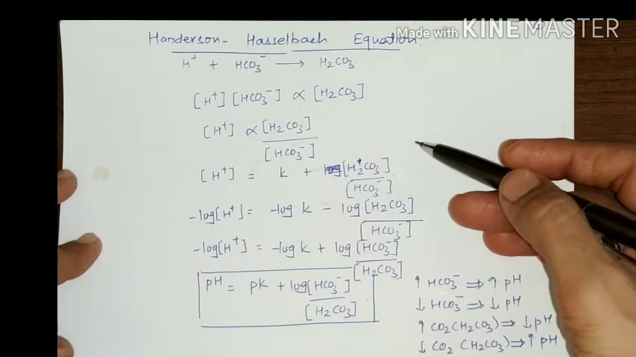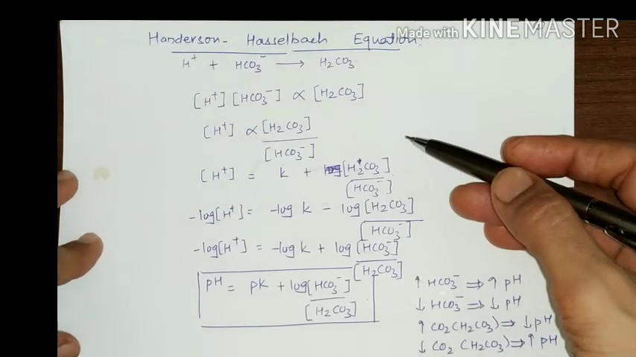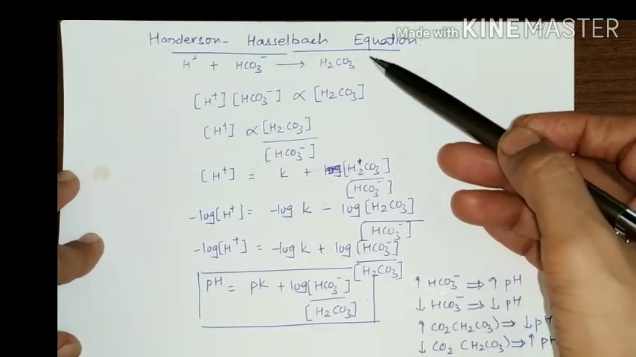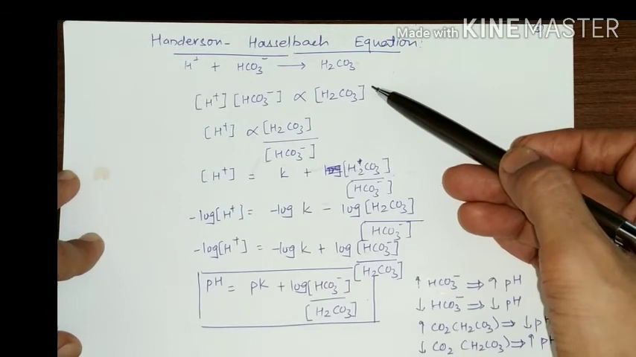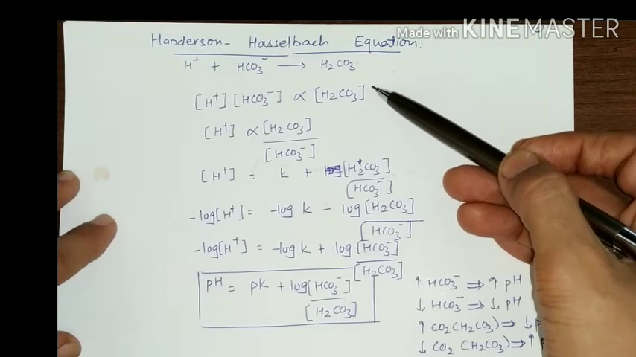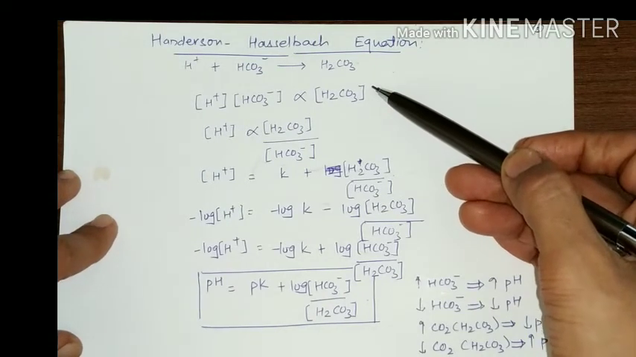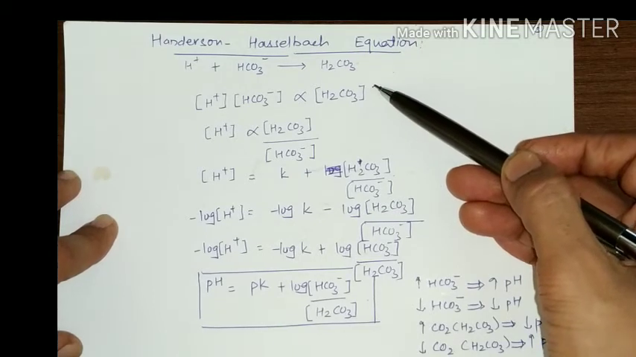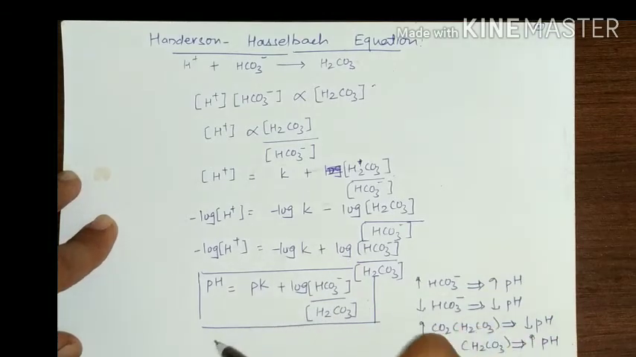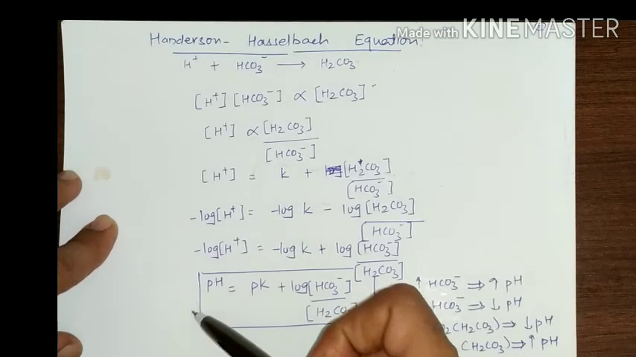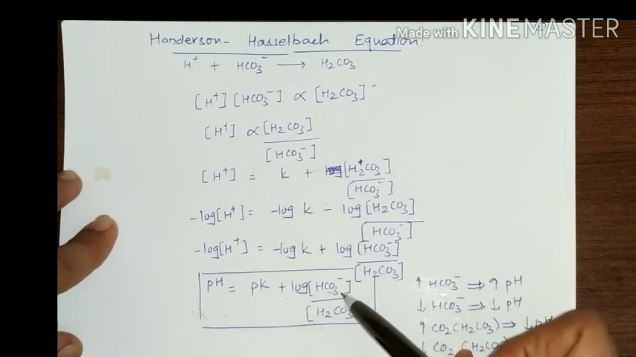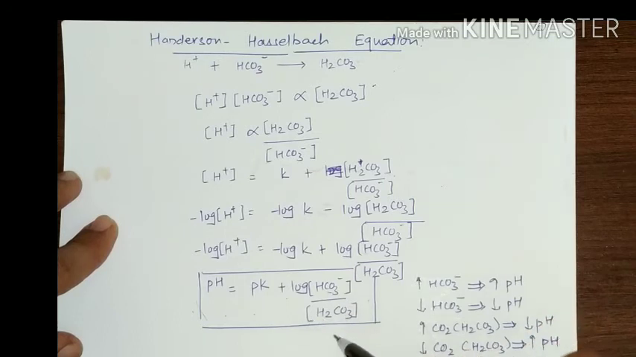Indirectly also, pH can be calculated from the Henderson-Hasselbalch equation. Now, what is this Henderson-Hasselbalch equation? It uses the components of H2CO3 and HCO3 minus ions in the system and that is used to calculate pH. What is the equation? Let us discuss first here. Henderson-Hasselbalch equation: pH is equal to pK plus logarithm of HCO3 minus ion concentration divided by H2CO3 concentration.